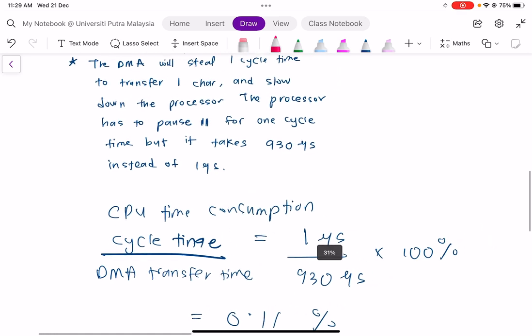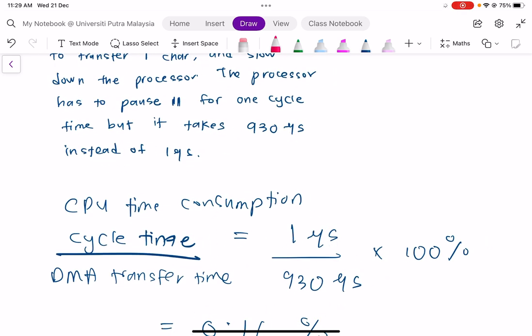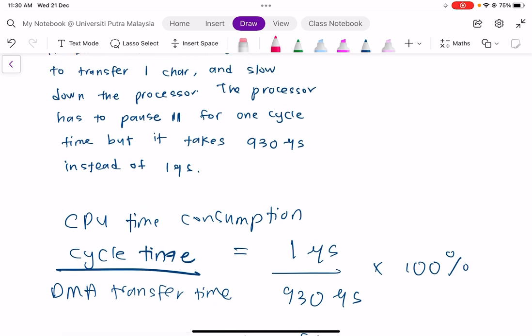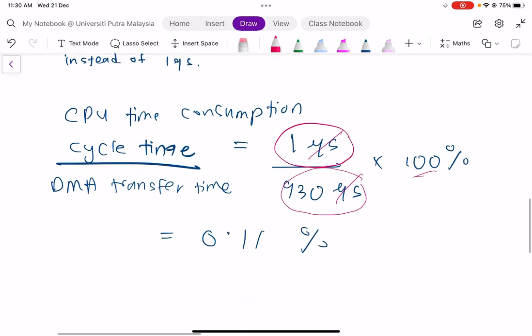So the CPU time consumption when the processor was pausing is actually one cycle time over the DMA transfer time. So we know what our cycle time is. It is the time to complete one instruction, and the DMA transfer time is the time to transfer one character or one word. So 1 microsecond over 9300 microseconds, and I need to know this in percentage, so I am multiplying it by 100%. So this gives me 0.011%.